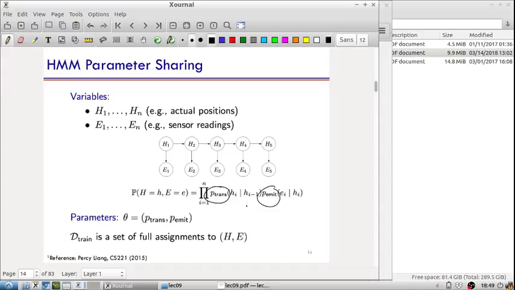I mean, that's why the title is, I guess, parameter sharing, and we'll come back to this idea again. So parameter sharing just means these conditional probabilities are not unique for every pair of random variables. These are common across pairs of random variables. Okay.